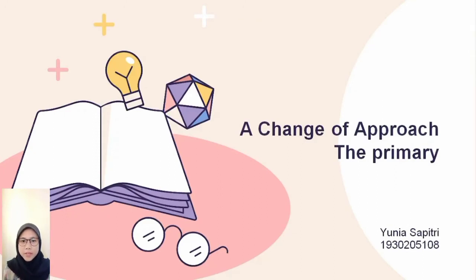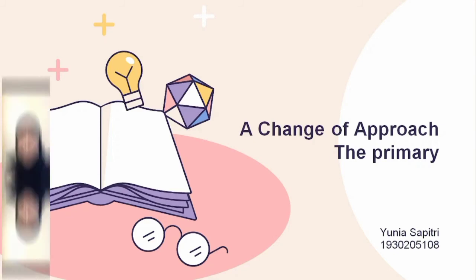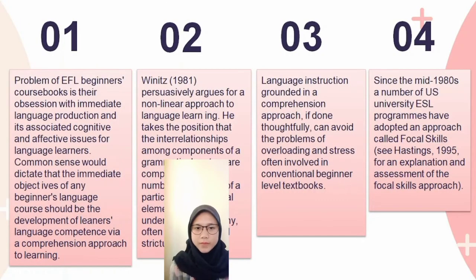Today I will explain about a change of approach for the primary. So, the problem of EFL managers' course books is their obsession with immediate language production and its associated cognitive and affective issues for language learners. So, common sense would dictate that the immediate objective of any manager's language course should be the development of learners' language competence via a comprehension approach to learning.